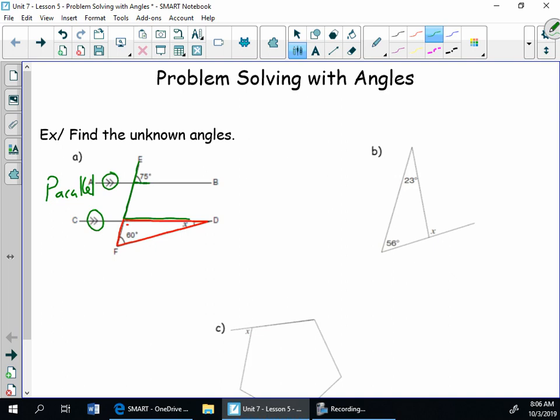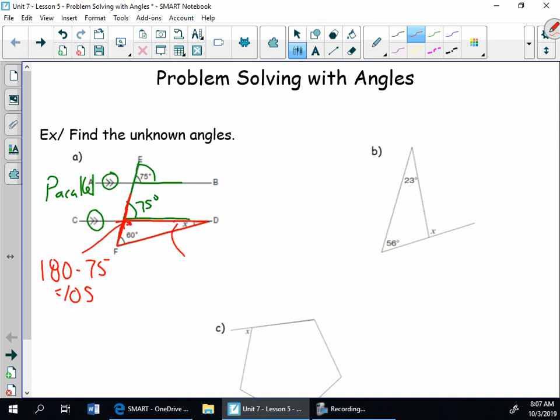So, what do we see right here? That's the letter F, which means that I know this has to be the same size. And if I know that, I can find the angle that I want right here, right? Because we have ourselves a straight line. So if I take 180 and I subtract 75, I get 105 for where this dot is right here.